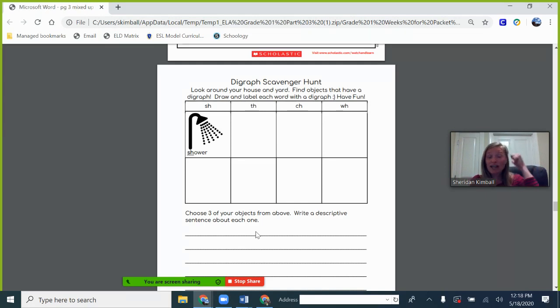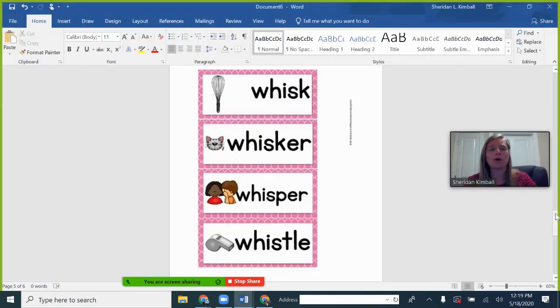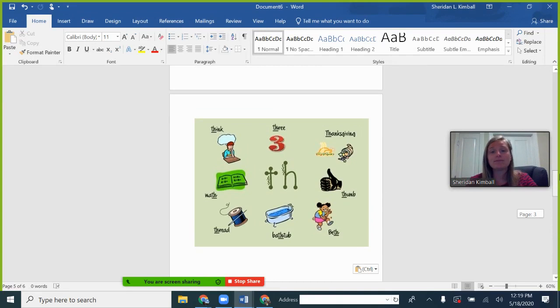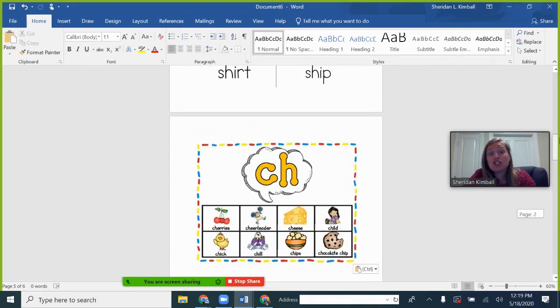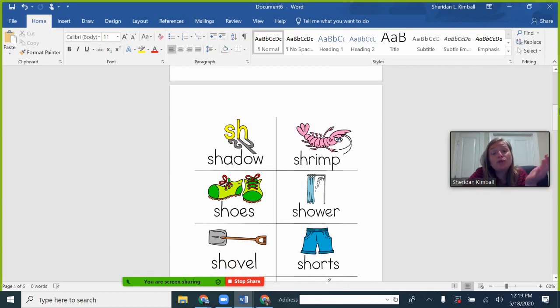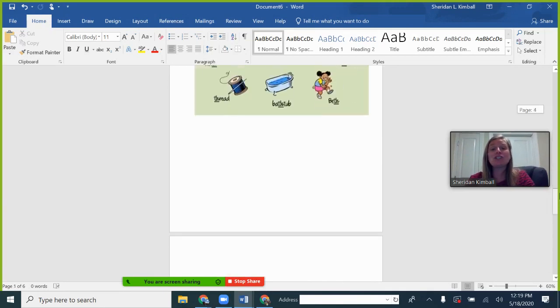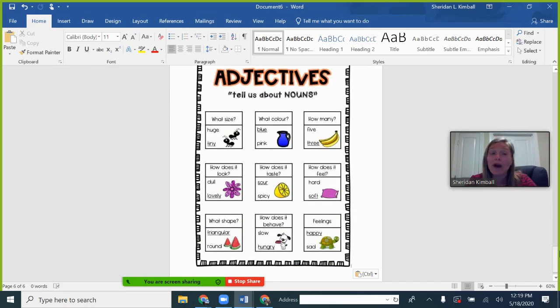Remember, we said in the last video that a descriptive sentence means that you need to write a sentence with an adjective. An adjective tells me more about the noun in your sentence. The nouns that you are choosing are all of these different kinds of words like whisk, bathtub, cheese, shoes. Those are all nouns. And now we need to use an adjective to help us describe those nouns. Let's look at this helper chart to remind our brains what an adjective is.